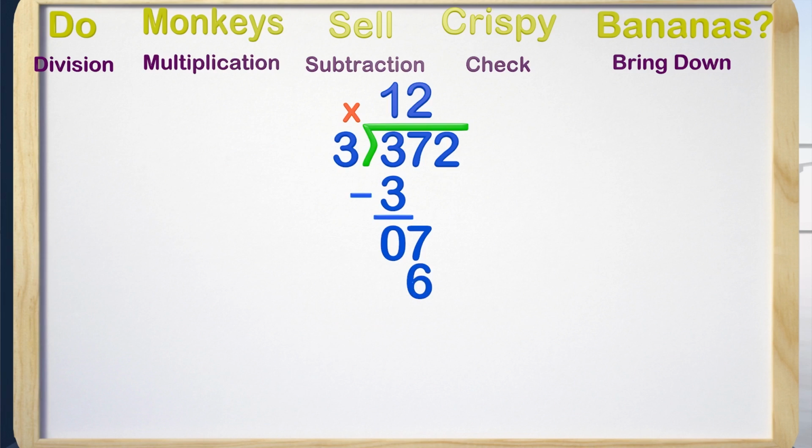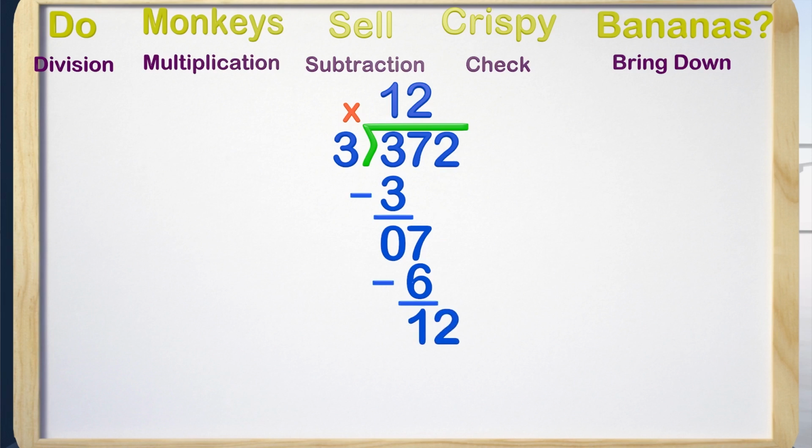The next step is subtraction. 7 subtract 6 gives us 1. We now check by seeing if our divisor of 3 goes into 1. The answer is no, so we did that correctly. Our last step is to bring down the next digit from above. We bring down the 2, and now we have 12.